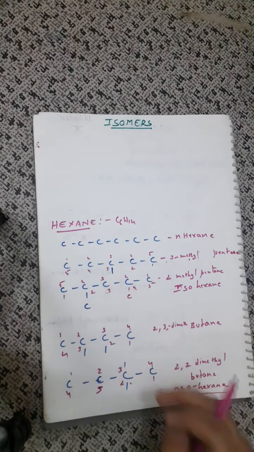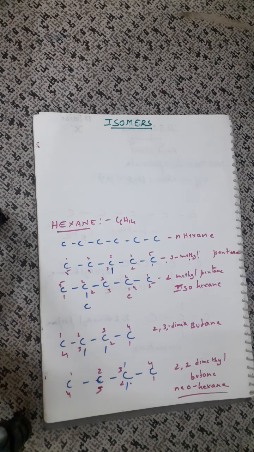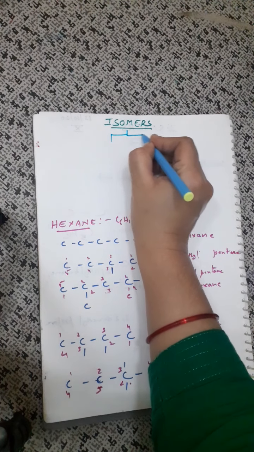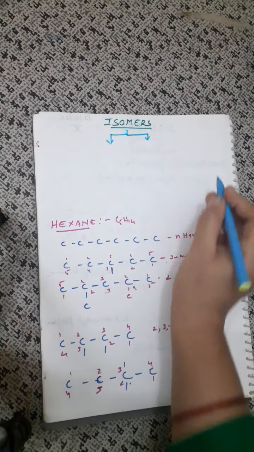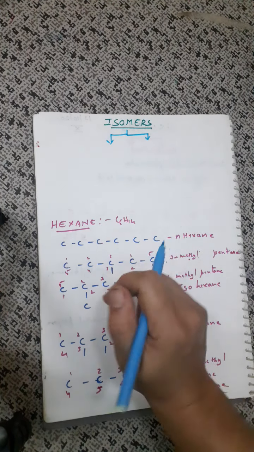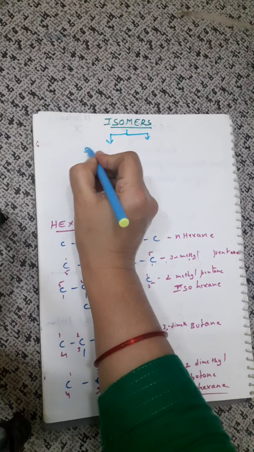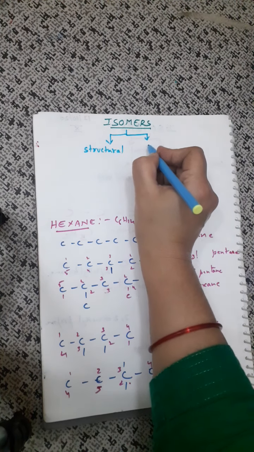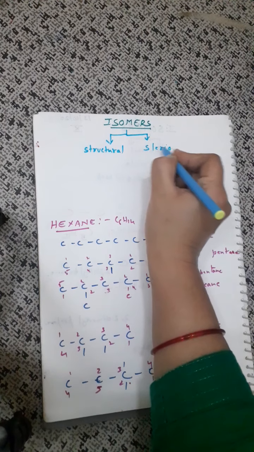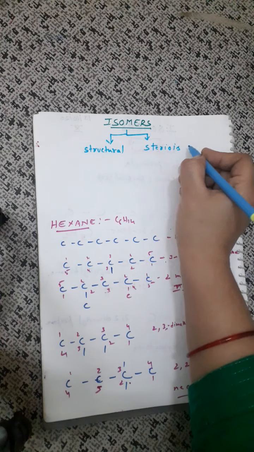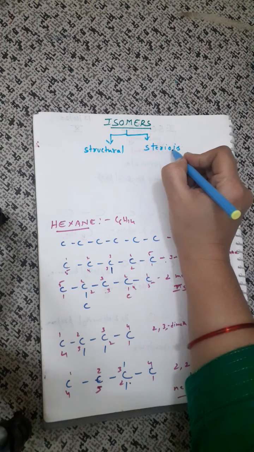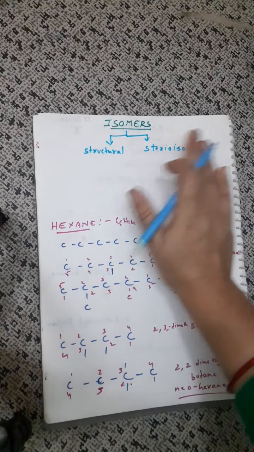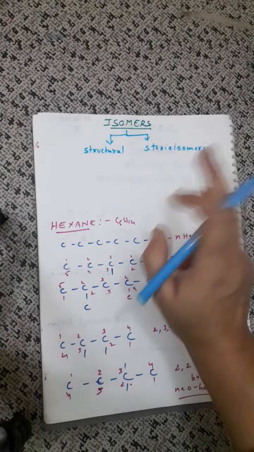Now, these isomers, children, are broadly divided into two categories. We are not dealing much in detail with the second category; briefly we are learning about the first type. The first category is called structural isomerism, and the second one is called stereoisomerism, and the compounds are called stereoisomers, and these are called structural isomers. About this you will be learning in the higher classes, which is again further categorized.